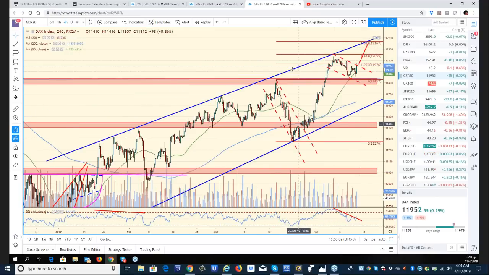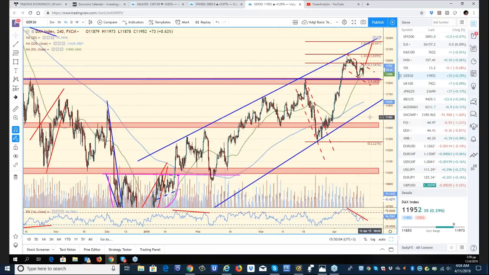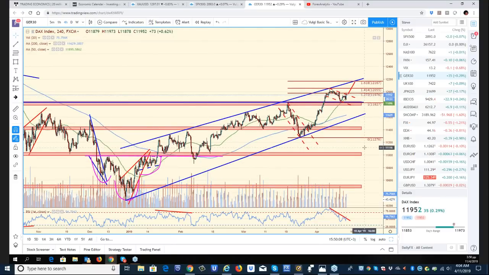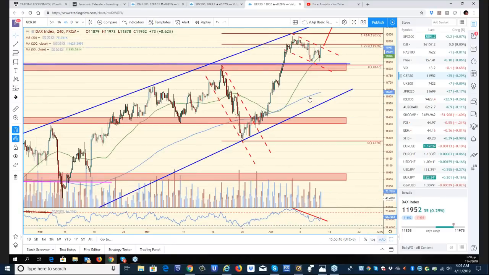Now, having to do with European indices, I have to say that they look decent. I mean, just look at this move in the DAX. It looks 100% corrective so far.